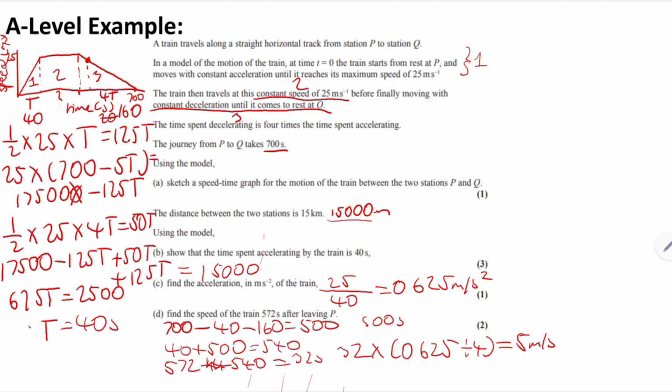So that is the meters per second lost by the deceleration between 540 seconds and 572 seconds. As we can see that the speed before the start of the deceleration is 25 meters per second, we can do 25 meters per second minus 5 meters per second to get 20 meters per second. And that is the speed of the train 572 seconds after leaving P.